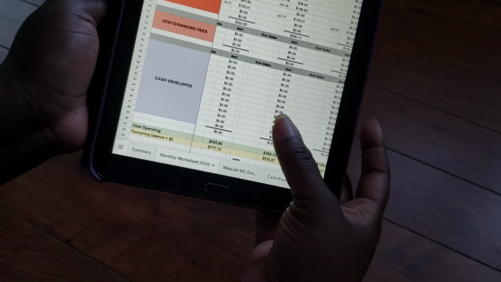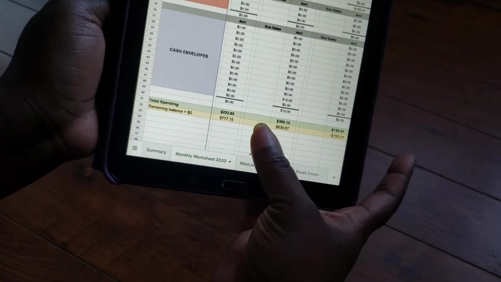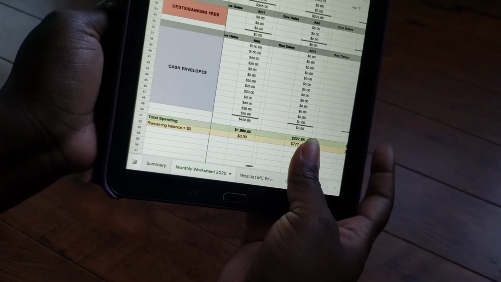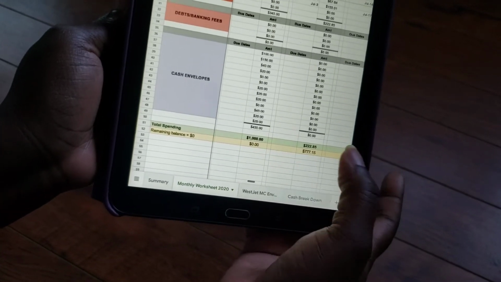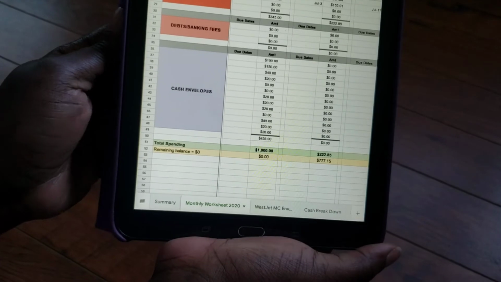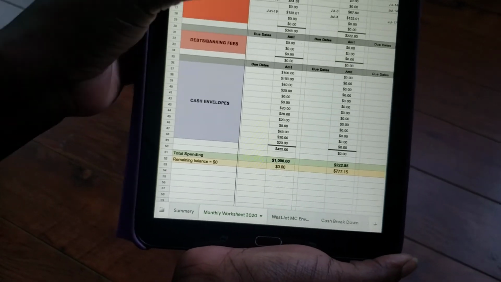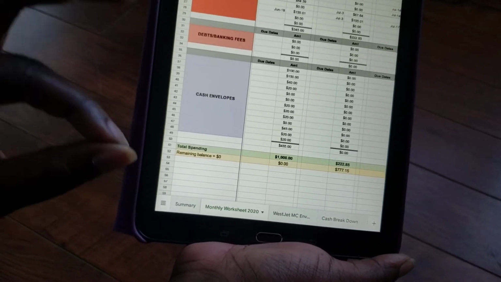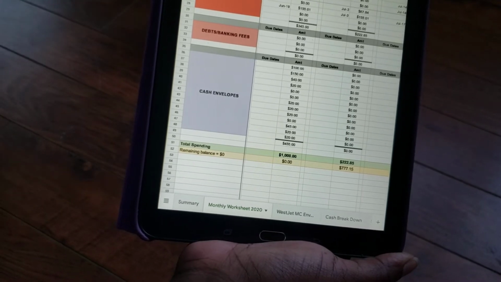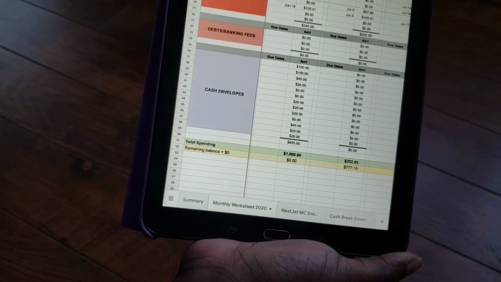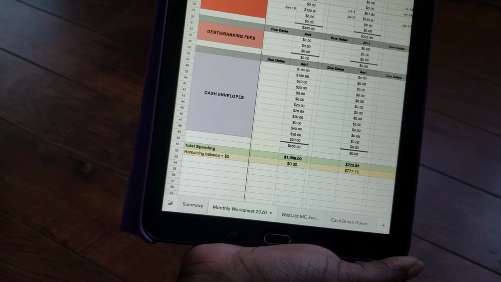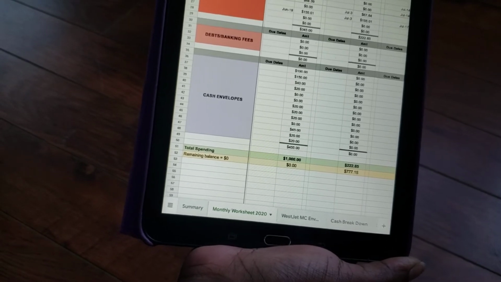The way I do my budgeting is zero base. So every dollar is accounted for. I choose where I want my money to go, not my money choosing where it wants to go. So this gives me control. This gives me the independence of making financial decisions and things like that.